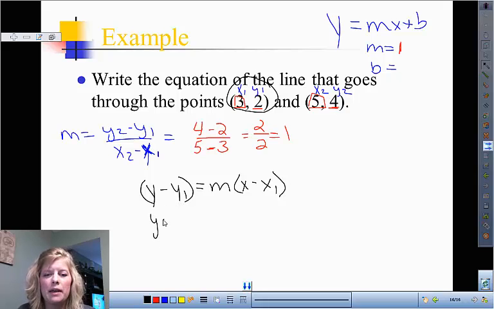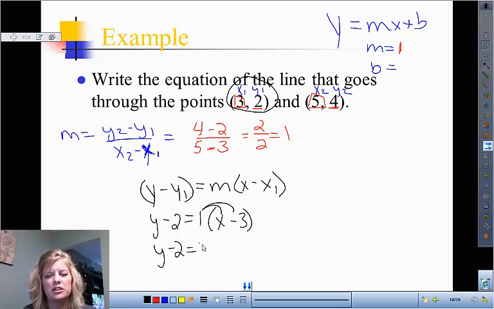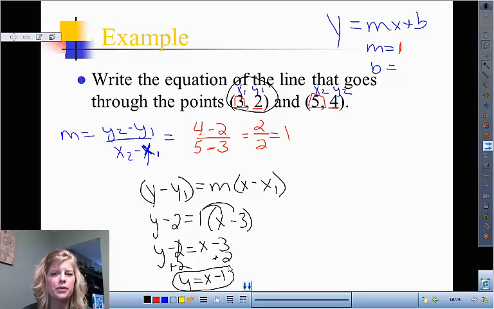So I have y minus 2 equals, m in this case was 1, parentheses, x minus 3. So I have y minus 2 equals, if you distribute, that just stays x minus 3. Add 2 to both sides. So you have y equals x minus 1. Ba-boom! There's your formula in y equals mx plus b format, slope-intercept form.